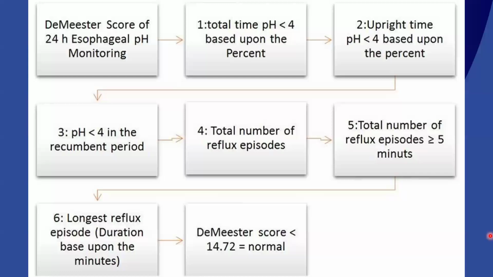So these parameters will assess the frequency, duration, and severity of acid exposure in the distal esophagus, with greater weight given to prolonged and nocturnal reflux events. Finally, they will generate a single composite score, with a value of less than 14.72 being normal, and any value more than 14.7 indicating pathological gastroesophageal reflux disease.